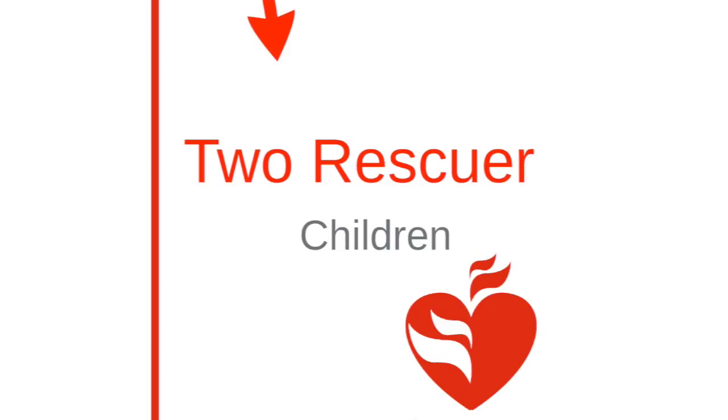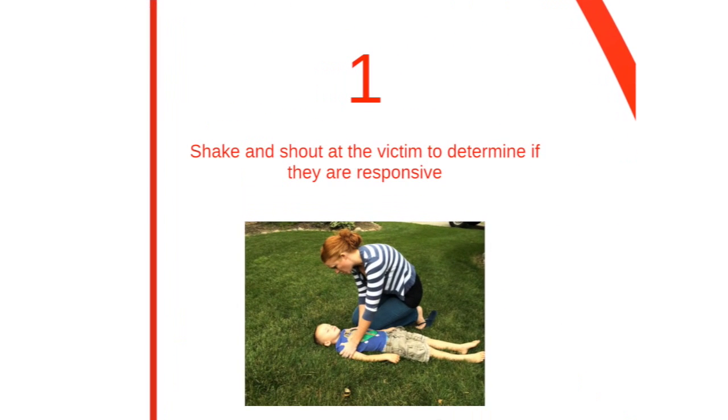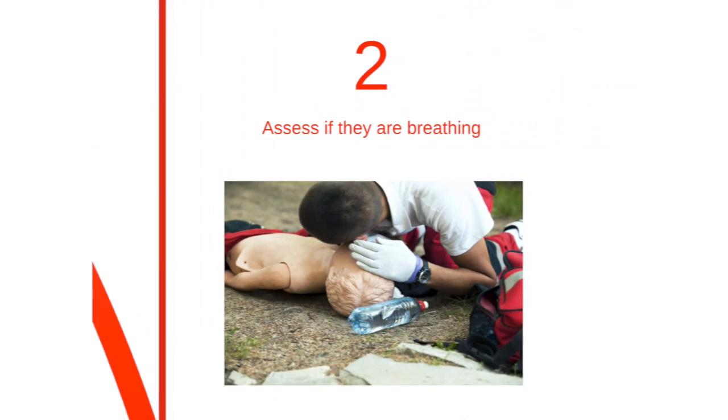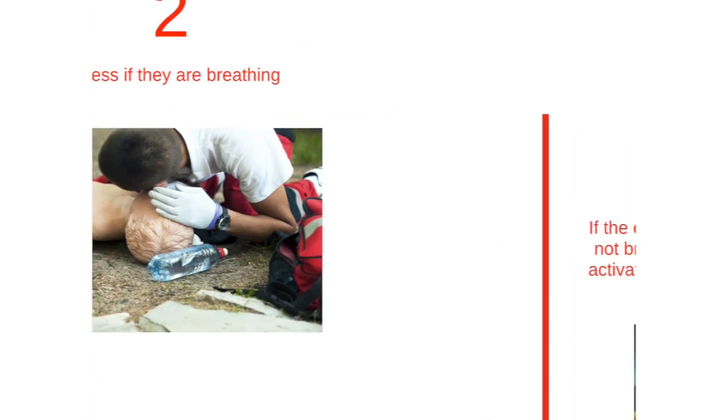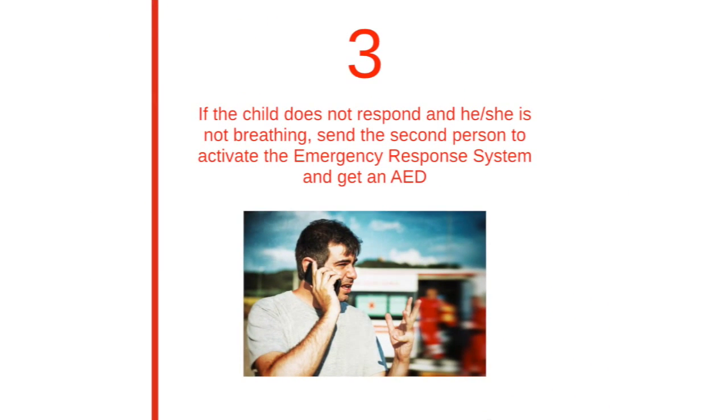Next, we'll do 2 rescuer BLS for children. You'll find that the process is very similar. Step 1 is to shake and shout at the victim to determine responsiveness, just like Step 1 was for 1 rescuer. Step 2. Assess if they are breathing. If the child isn't responding or breathing, send the second person to activate the emergency response system and get an AED.